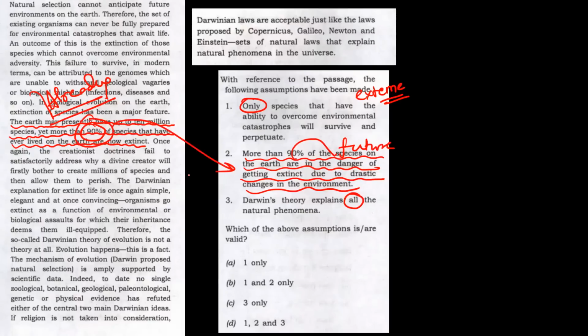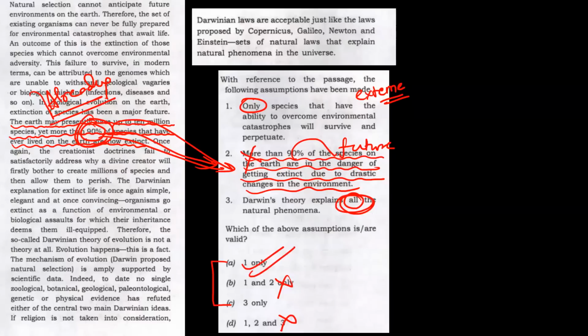Same fact, they are just changing it and playing with it. Again, I'm repeating, guys: generally when they write the same thing with small changes, those will be incorrect. So 2 is incorrect, 1 and 3. So guys, the answer is what? 1 only, because here it's a very extreme statement.